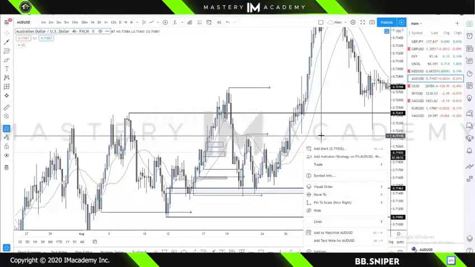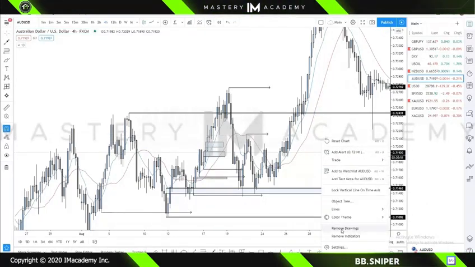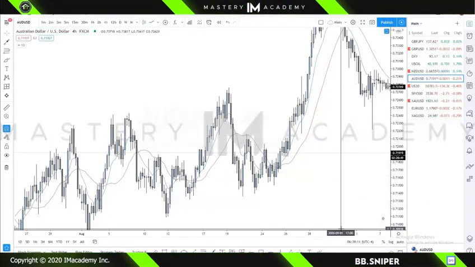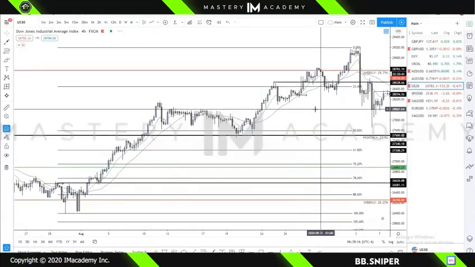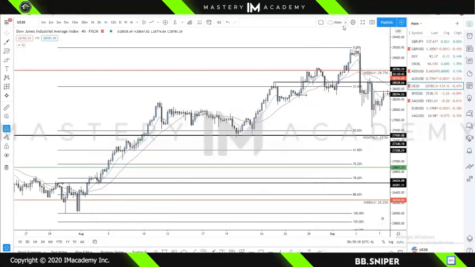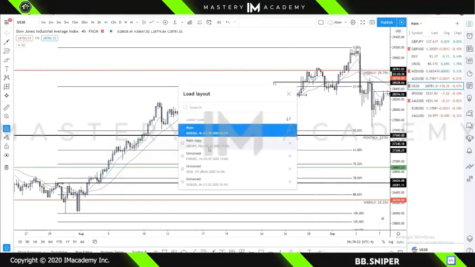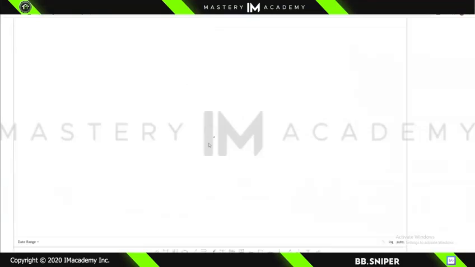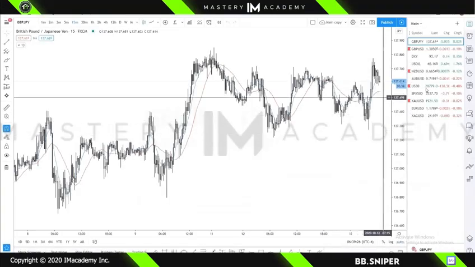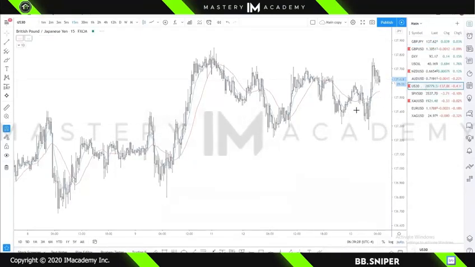I'm going to show you guys another example on another instrument. I'm going to load a new chart. And again, this is very fractal, guys. It's very, very fractal.